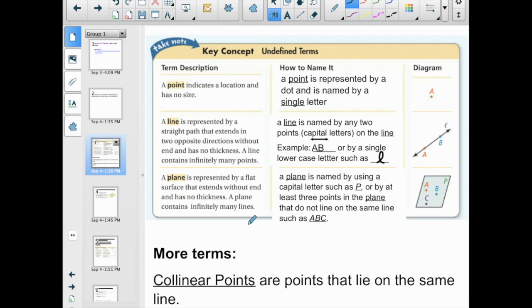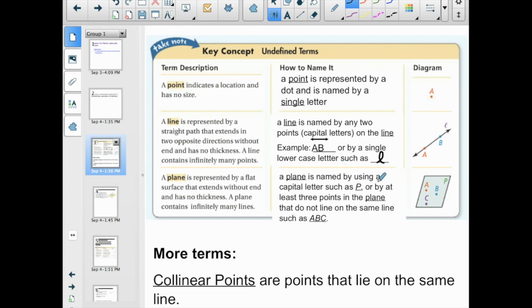And then we have a plane. A plane is actually a flat surface that extends without thickness. So think about it like a tabletop that just goes on forever, or a wall that just goes on forever. And a plane contains an infinite number of lines. In this plane over here, you can draw as many different lines as you want on that flat surface.